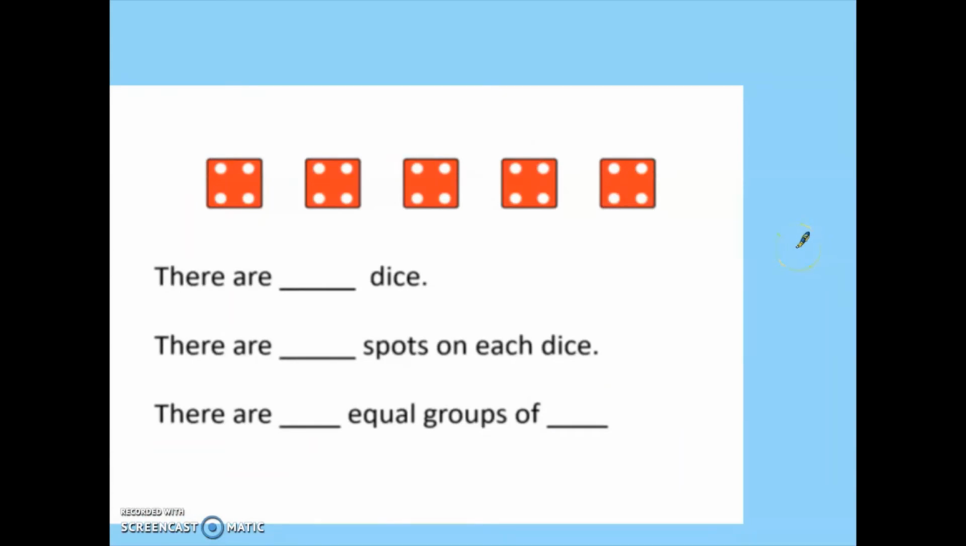Have a try at this one. How many dice are there? Give you a couple of seconds to think. So there are 1, 2, 3, 4, 5 dice. How many spots are there on each dice? I think, so I can see 1, 2, 3, 4 spots, and they all look the same, so we know there's 4 on each dice. So there are 5 equal groups of 4.